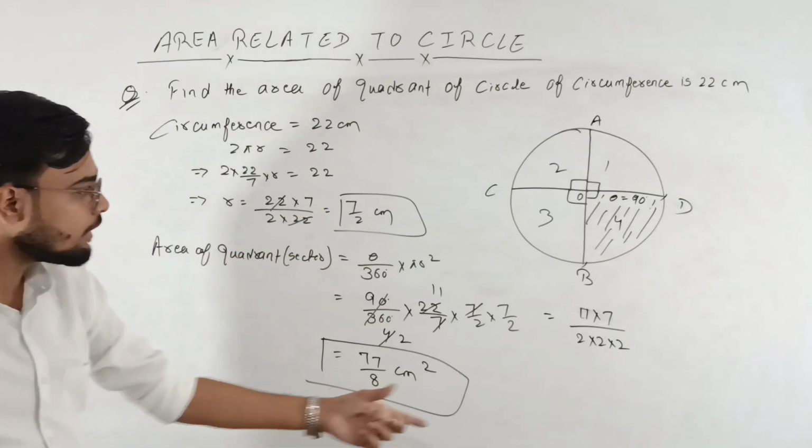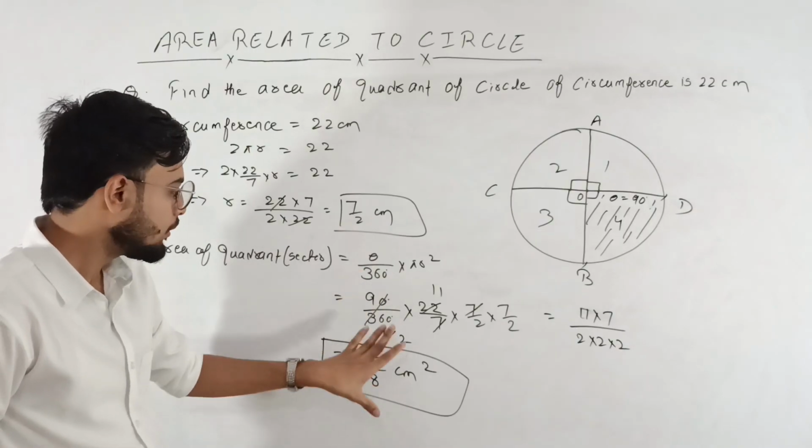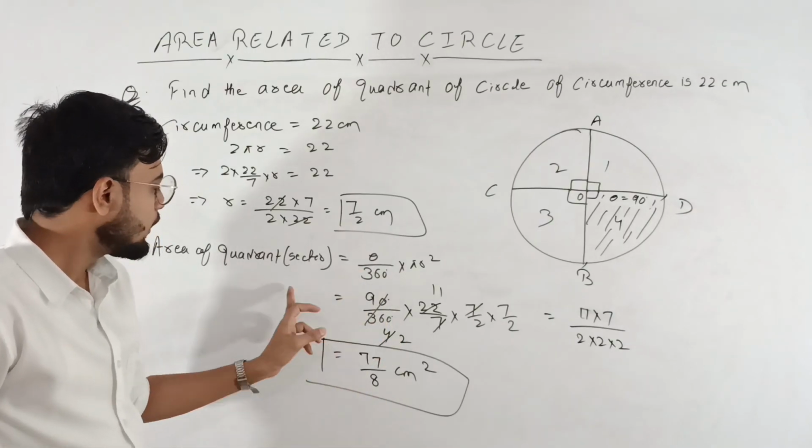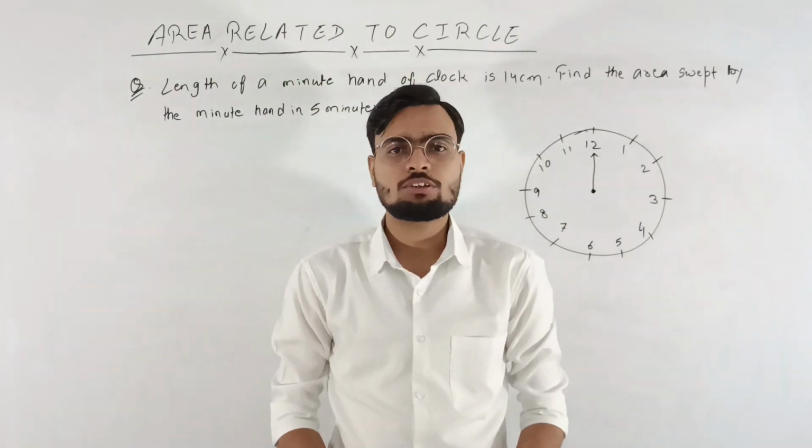Now area of quadrant. This quadrant is a sector. So area of sector is theta upon 360 degree into pi r square. Now I put the value, then I get area of quadrant is 77 upon 8 centimeter square. Understood? Let's see our next question.